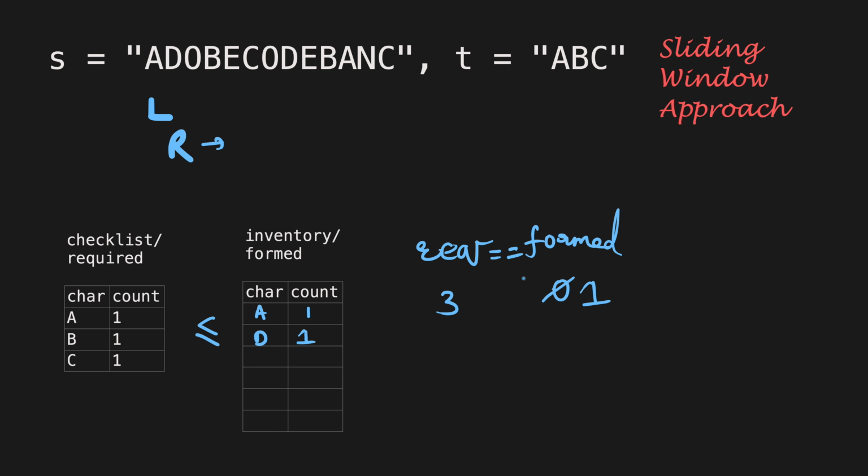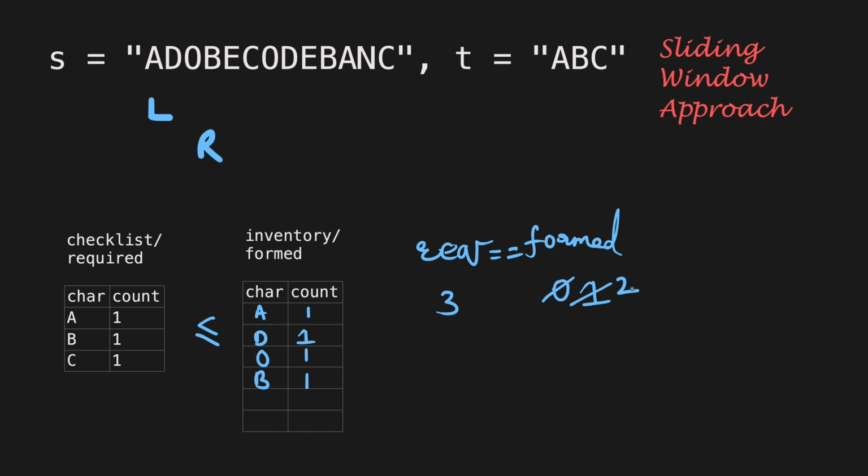So we expand the window to include character O, add it to the frequency map, and the story is the same as when we added character D. So this window is still not valid. So we expand the window further and include character B in the window. And B is actually present in the checklist. And the frequency of B in the inventory is more than or equal to the frequency of B in the required map. So we increment the formed count to 2. And since formed is still less than required, the window is still not valid.